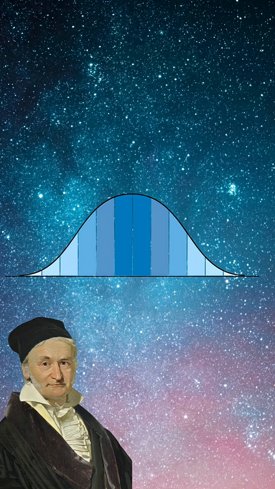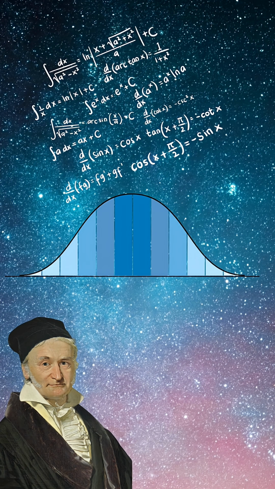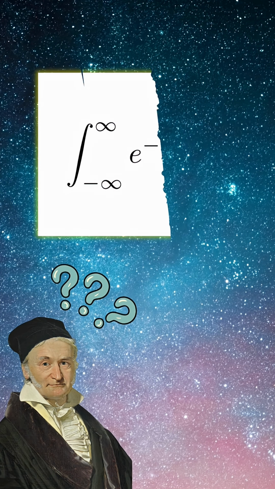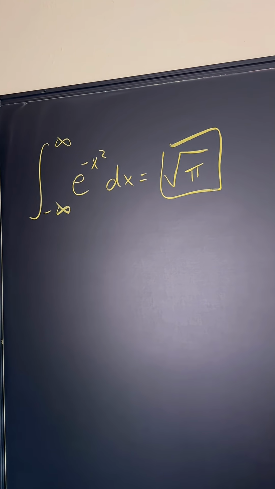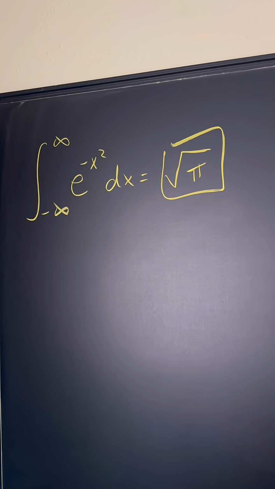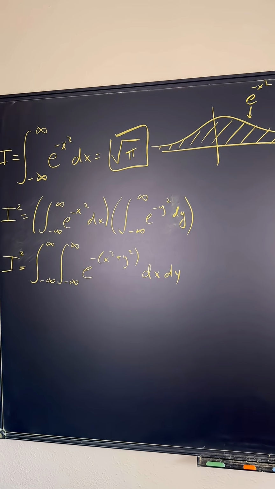At just 18, he studied the bell curve while analyzing astronomical errors. Later, he showed it was the curve that nature seemed to favor for randomness. No other function fit better. This one integral ties together probability, physics, statistics, and the structure of the universe itself.